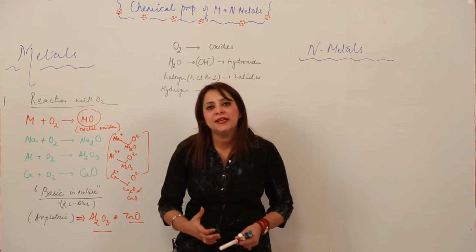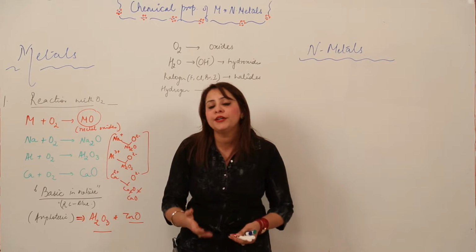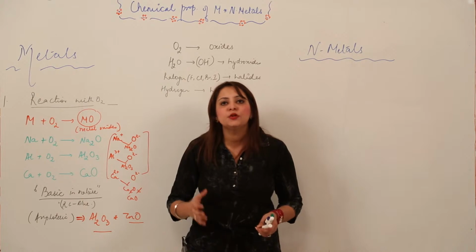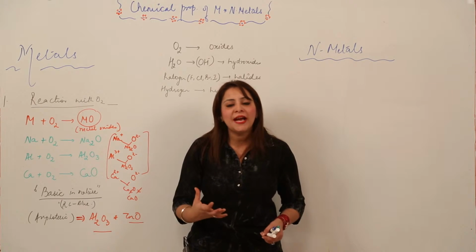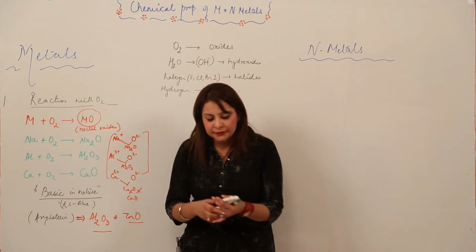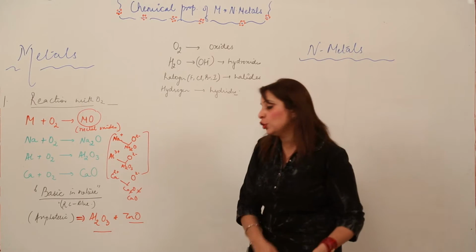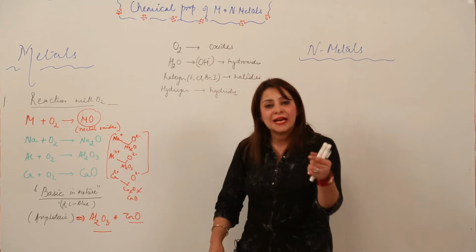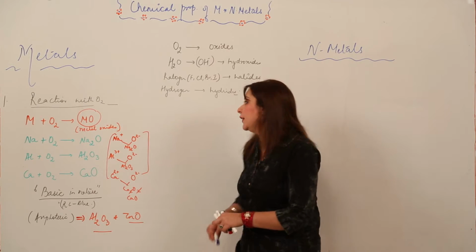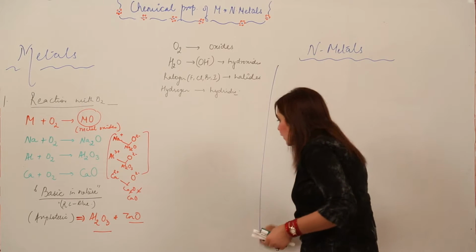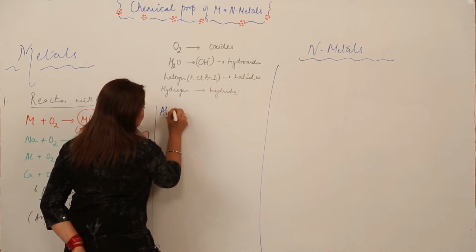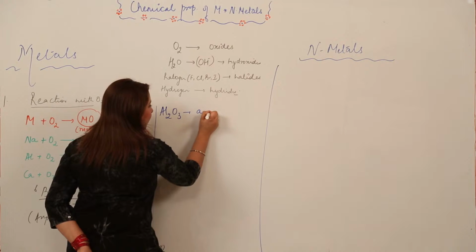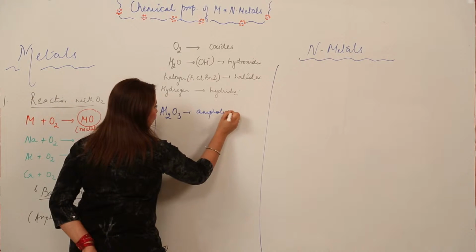So if you get a question like that, just look at the board to see how you are going to do it. It is so simple. You just have to react it with an acid and make one more reaction in which you react it with a base. Just look at the board how I am going to show that aluminium oxide is amphoteric in nature. If I wish to show that aluminium or zinc oxide is amphoteric in nature, see how I am going to show it.